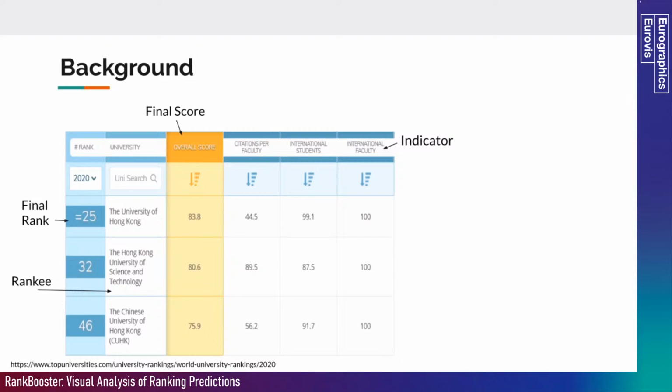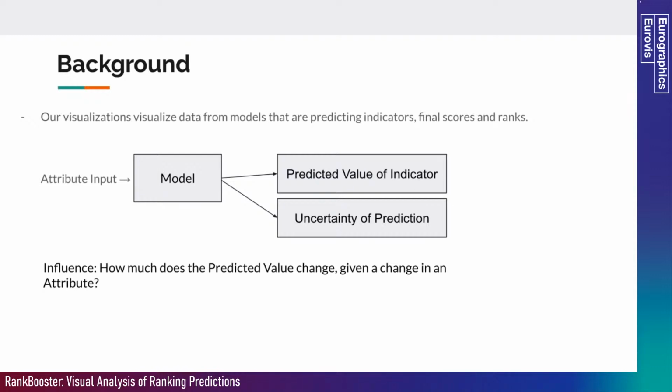You can also see the final rank on the left, and you can see this terminology "rankee," which refers to the university or entity that is being ranked. Now, our visualization is actually visualizing data from models that are predicting indicator, final score, and final rank values. In our paper, we were given models for each indicator.